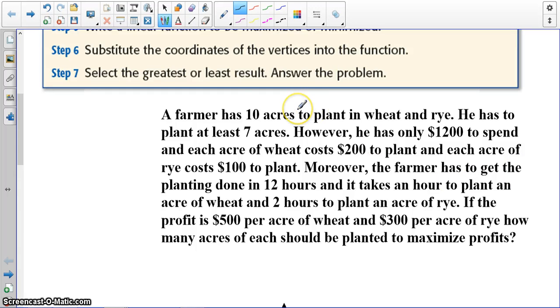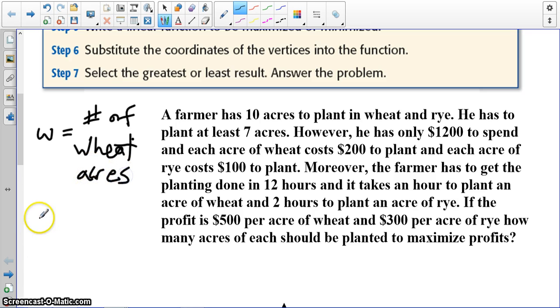To make up the variables, you can do X and Y if you want, you can do whatever. I'm going to do W and R, that makes sense. So W is the number of acres of wheat, and R is the number of rye acres. Okay? So step 1 is done.